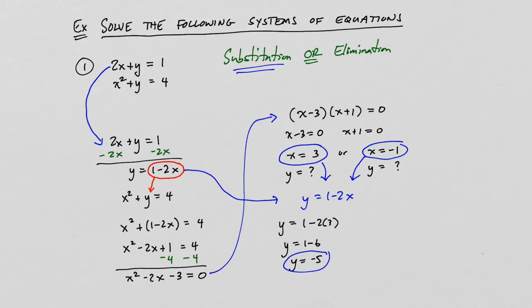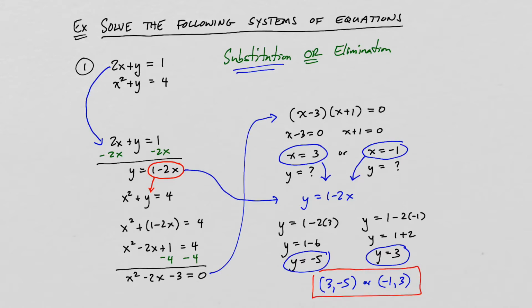And when x equals negative 1, y will be 1 minus 2 times negative 1, which is 1 plus 2, and that's the same as y equals 3. And so our 2 points of intersection here are the points (3, negative 5) and (negative 1, 3). And so this system of equations has two solutions.